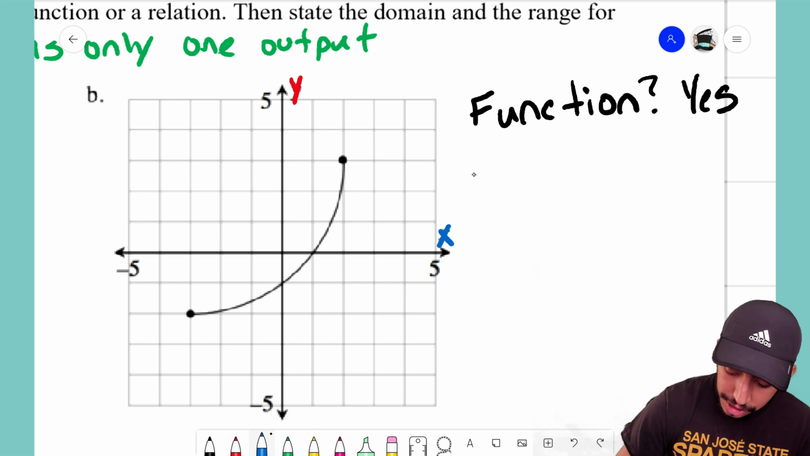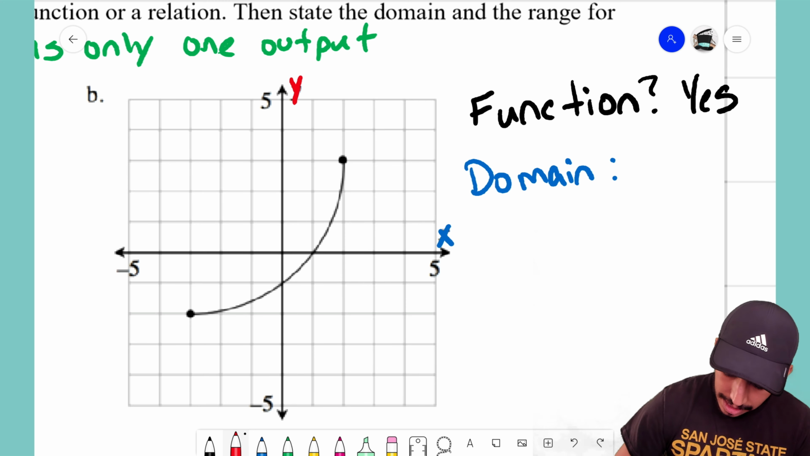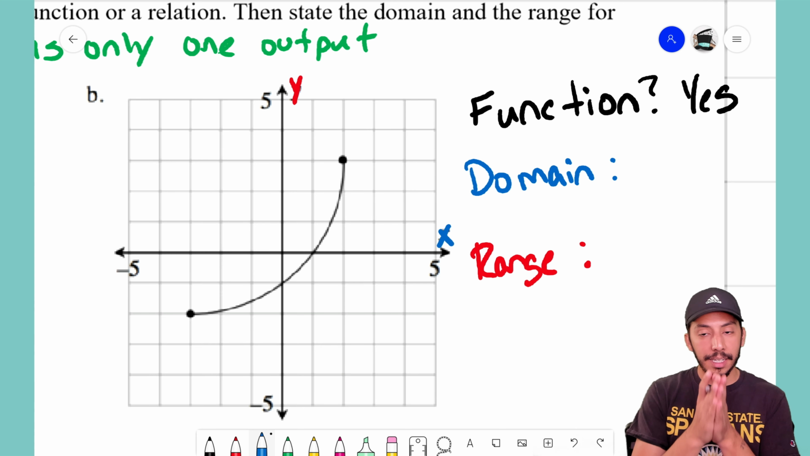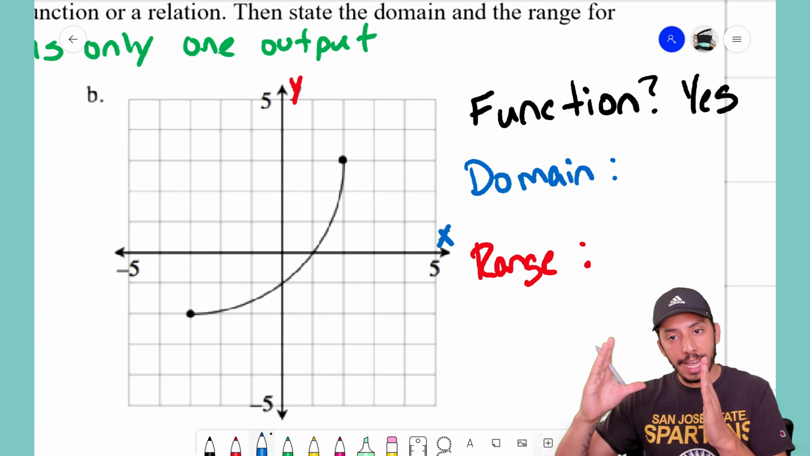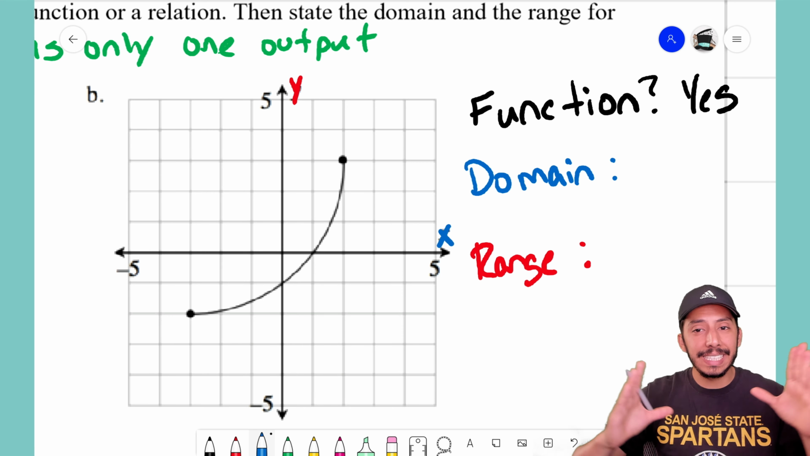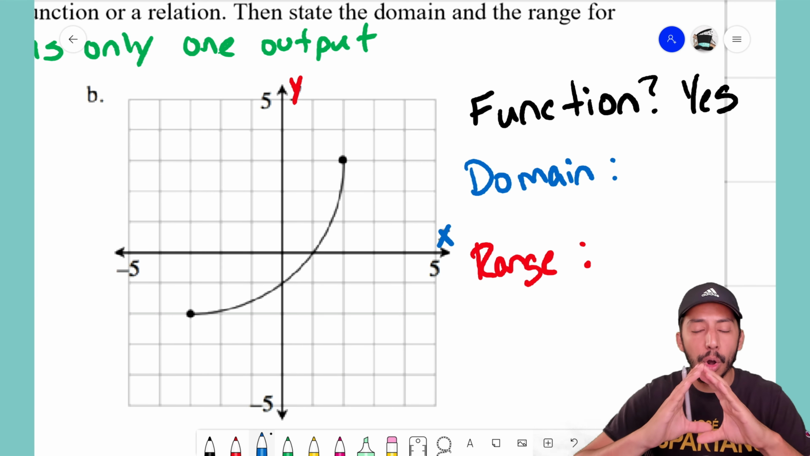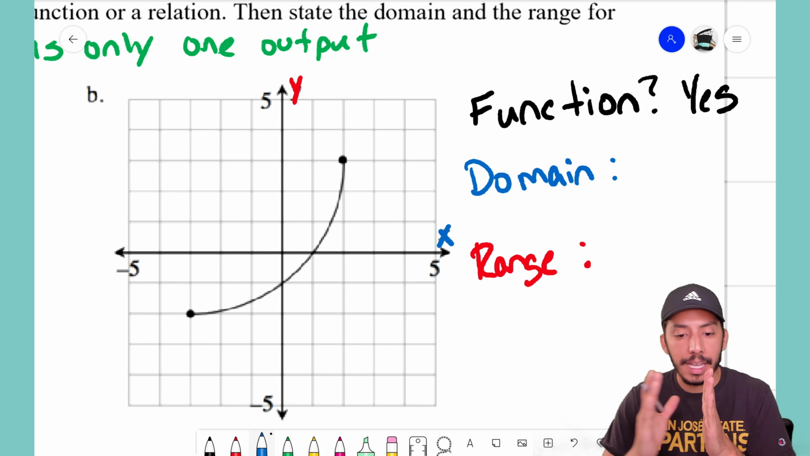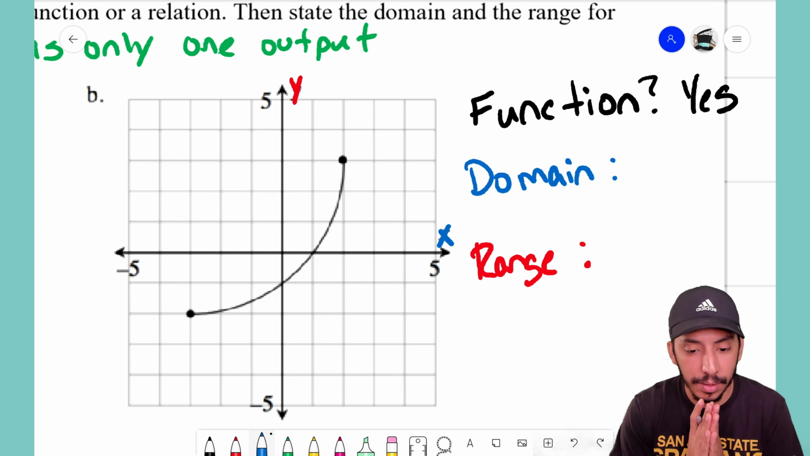So the other question says, what is the domain? And the last question is, what is the range? And I'll give you a hint. Domain, if you can remember, it's how far left and how far right does the graph go. It is the set of inputs. What are all of the inputs we have? So how far left and how far right does it go?